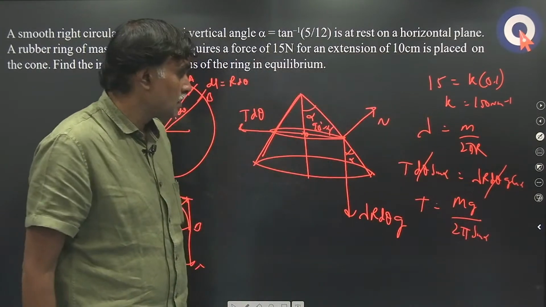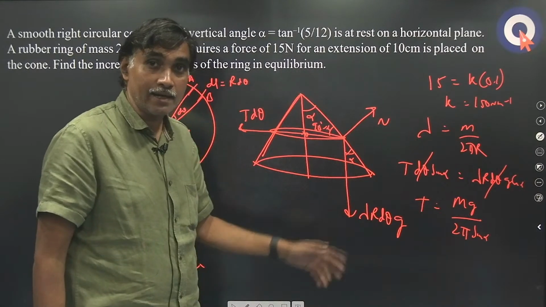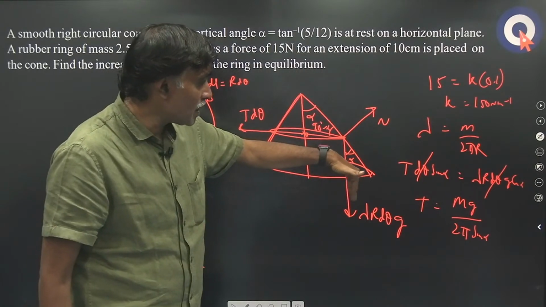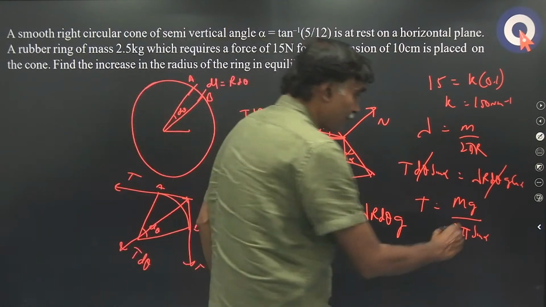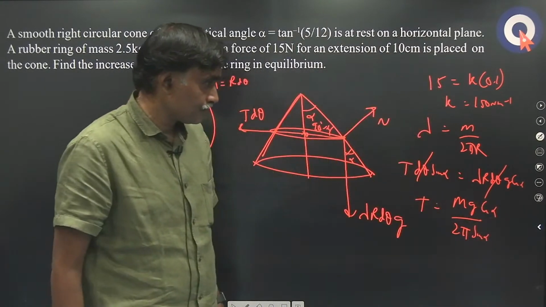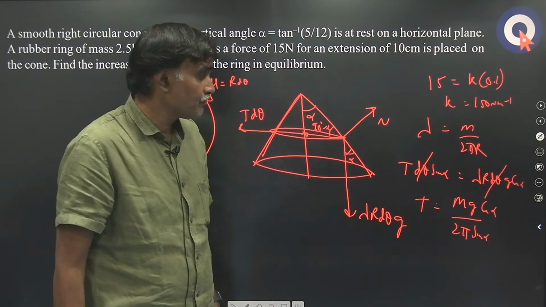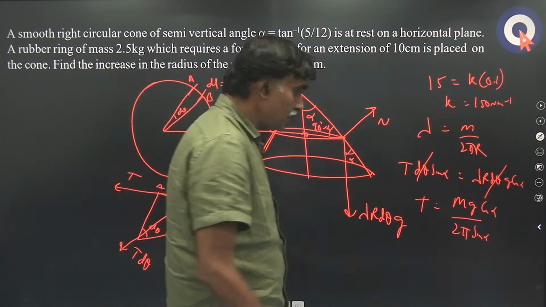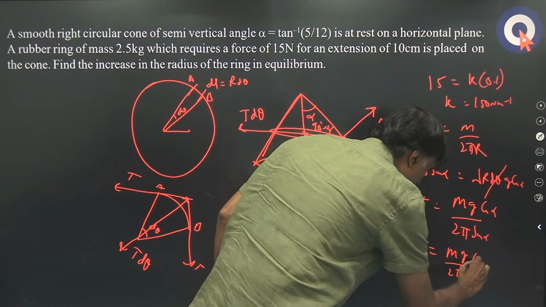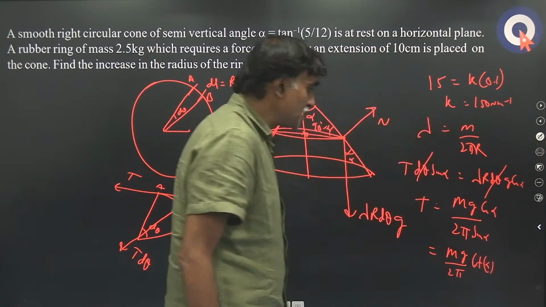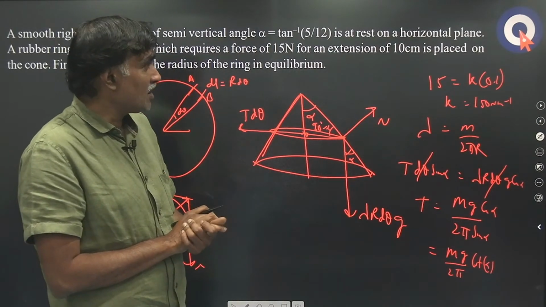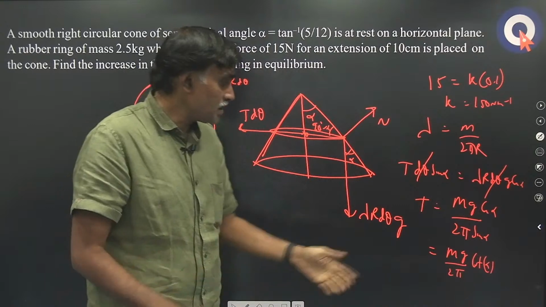Net force along the tangent is 0, along the slant height. So what is component of T d theta in this direction? T d theta into sin alpha, and this is lambda r d theta into g into cos alpha. So here cos alpha. So you will get mg by 2 pi cot alpha. So if tension is so much, what is elongation? You have to find. If tension is 15 Newton, then elongation is 10 centimeters.